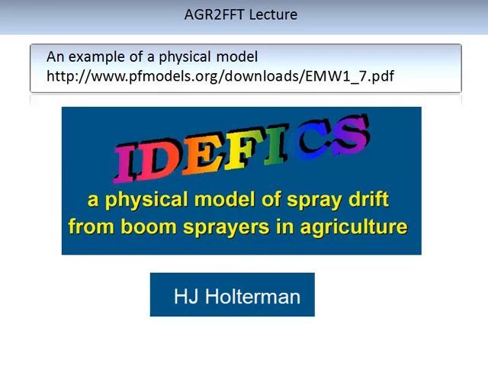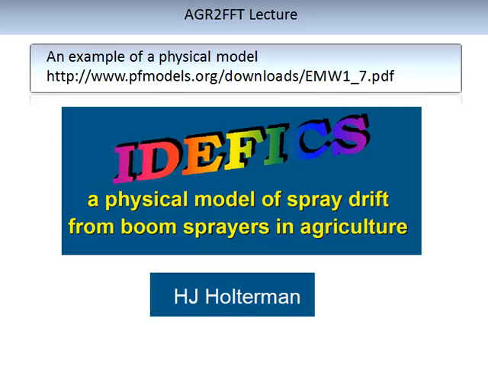The following is an example of a physical model. This is a physical model of spray drift from boom sprayers in agriculture. In order to facilitate crop protection, understanding how efficient spray drift is important. Please refer to the following URL link where you will find a PowerPoint. This PowerPoint gives you information on how this model is constructed. This case study shows you how the elements of the model have been constructed.